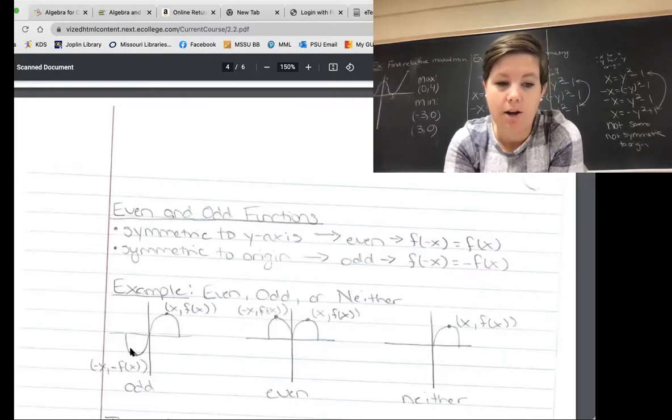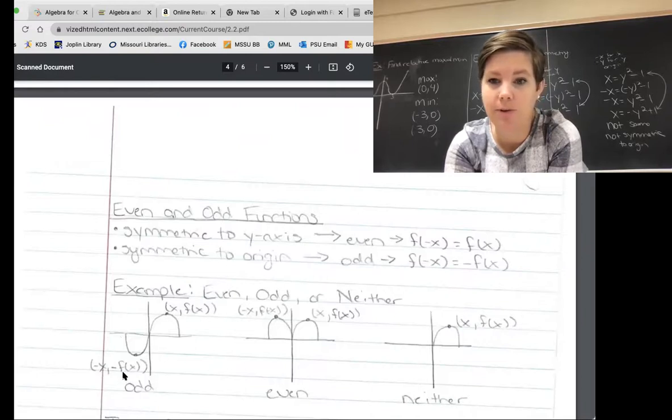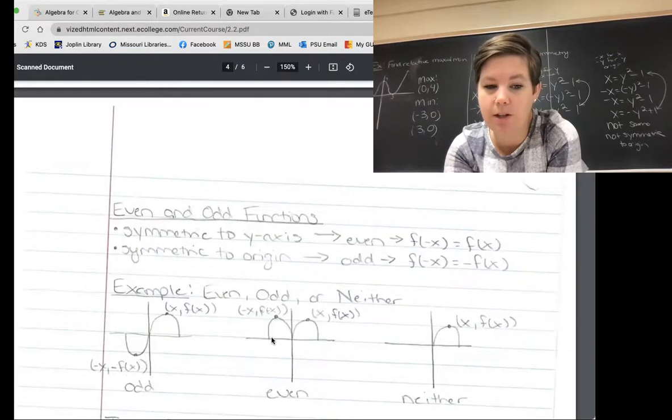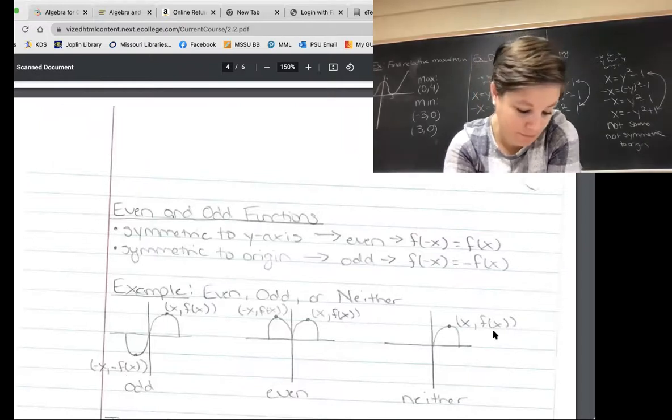So here is an odd function. What we have is negative x and negative f of x. So we have negative y at that point. And this is our x and our f of x, okay? If we're even, then our y's stay the same and our x's are negatives of each other. And if we are neither, then it can look something kind of like that, okay?